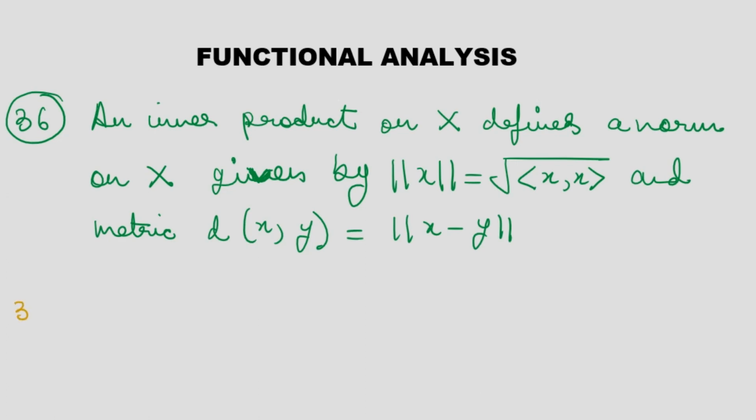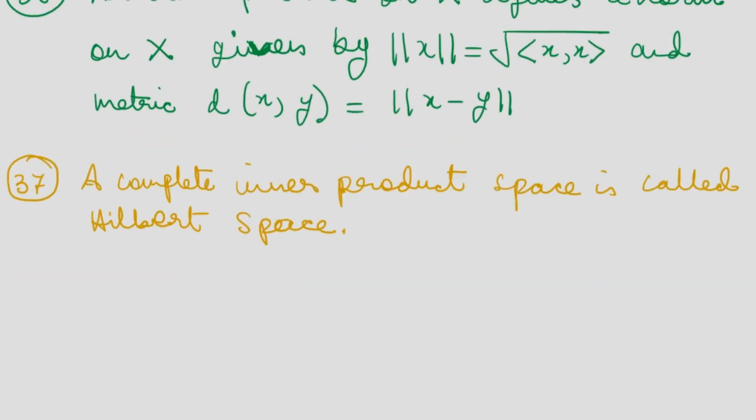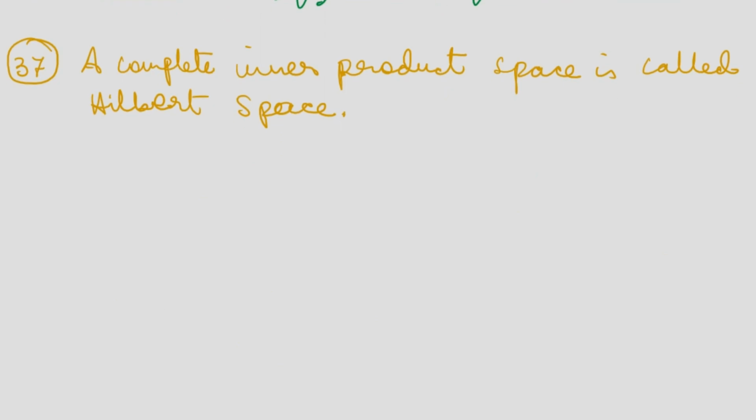Okay, moving on to our next point, that is point number 37. It says a complete inner product space is called Hilbert space. Very big mathematician, Mr. Hilbert. Okay, let's move on to our next point number 38.